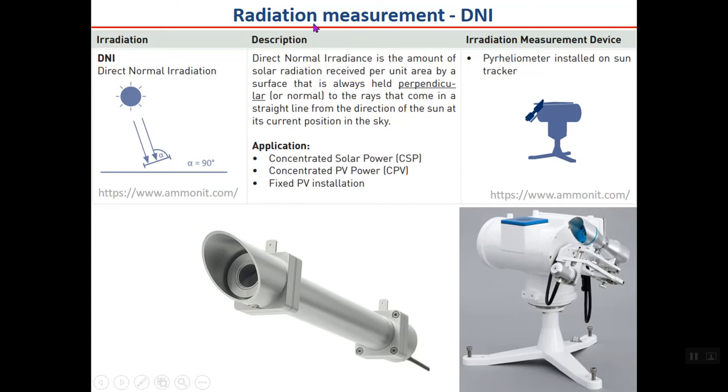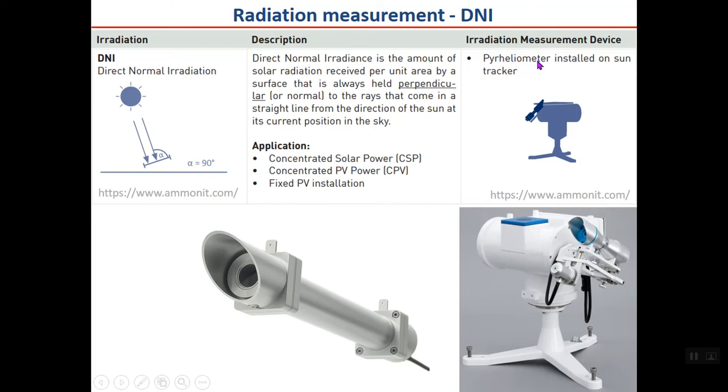The next parameter is DNI. DNI is direct normal irradiation. As you can see, direct normal irradiance is the amount of solar radiation received per unit area by a surface that is always held perpendicular or normal to the rays. This is very important. So if you have a sensor like the one you can see here, the sensor is at the end, and there's a long hole in this tube. If you direct this sensor to the sun, it will measure DNI, or direct normal irradiance.